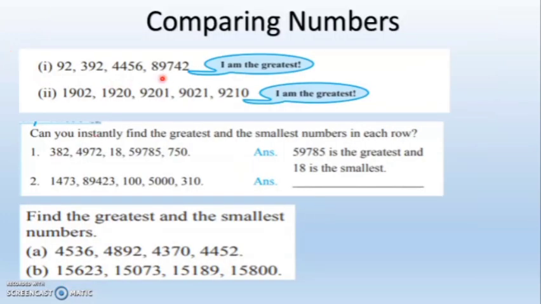Here some numbers are given to you. You have to find which one is the greatest number. Just by looking at these numbers, you can say that this number is the greatest. How? By counting the digits in the number. Here only 2 digits are there. Here 3, here 4, whereas here there are 5 digits. 5 digits means more places, and the greatest number among these.